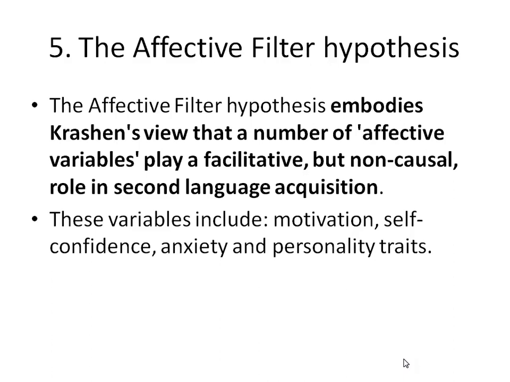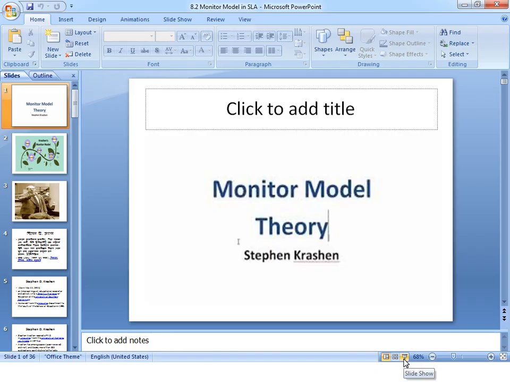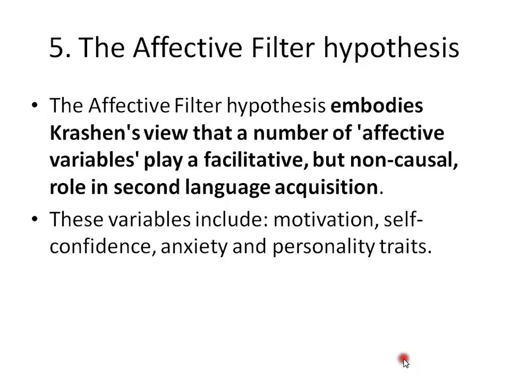So the first two, motivation and self-esteem, are the positive things, and the third one, anxiety, is the negative thing. So the affective filter hypothesis of Stephen D. Krashen embodies Krashen's view on a number of affective variables. That means these variables will affect your language learning. What did I say? That is motivation, and they play a facilitative but non-causal role in second language acquisition.